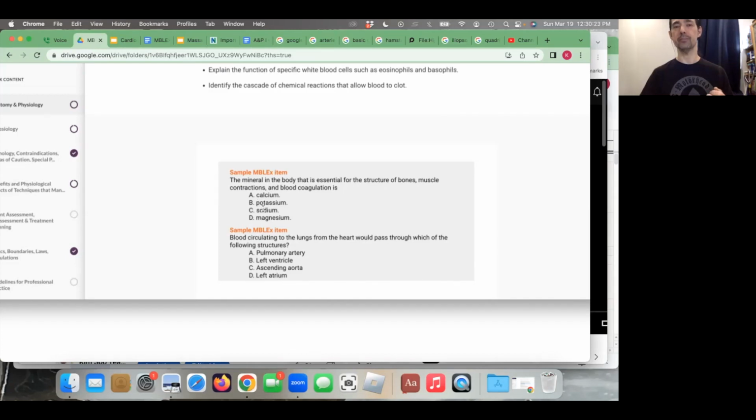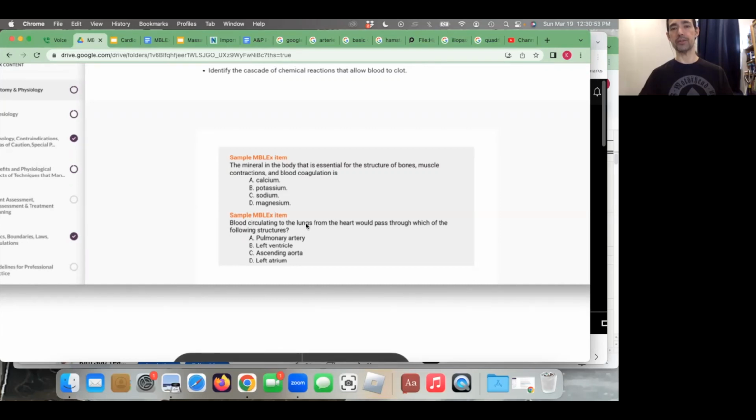So I would think maybe it's sodium, because sodium is so important in muscle contraction, and calcium is like second to that. But the question asks basically, what do all these systems have in common? Bones, muscles, blood. Which one do they have in common? And the answer is calcium. Sodium is not that important for blood coagulation or for bones. It's only really important for muscles and for nerves.